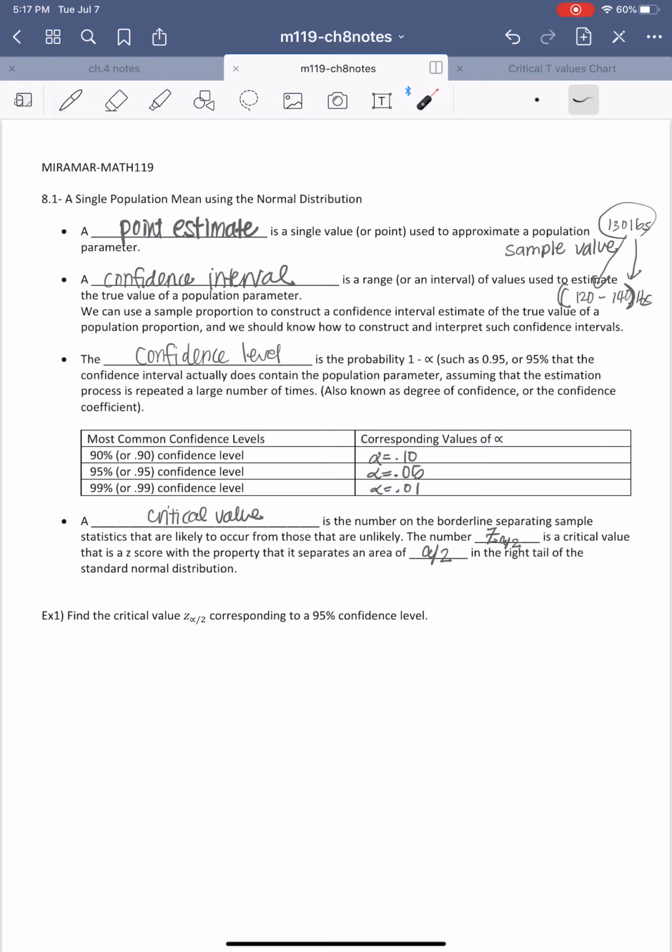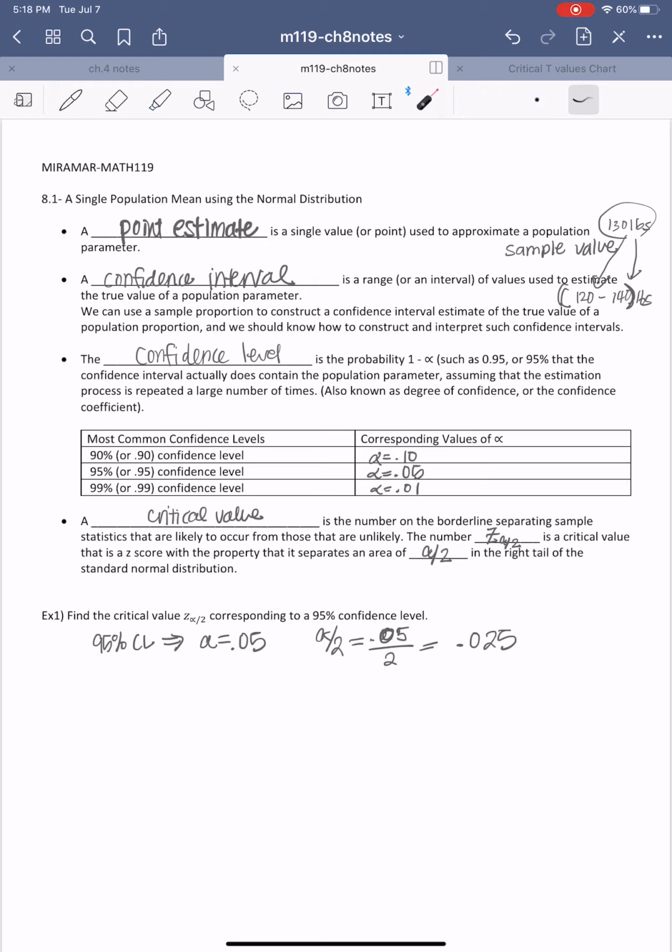Okay. Find the critical value z alpha over 2 corresponding to the 95% confidence level. Well, let's use all the notation. We have the confidence level 95%. That means we have alpha value 0.05. 95% confidence level means we have an alpha value 0.05. And you see the notation alpha over 2 right there. So I want to take the half value. Alpha over 2 will be 0.05 divided by 2, which makes it 0.025.